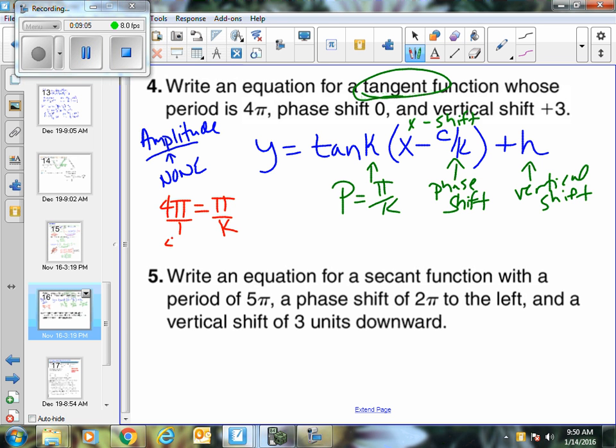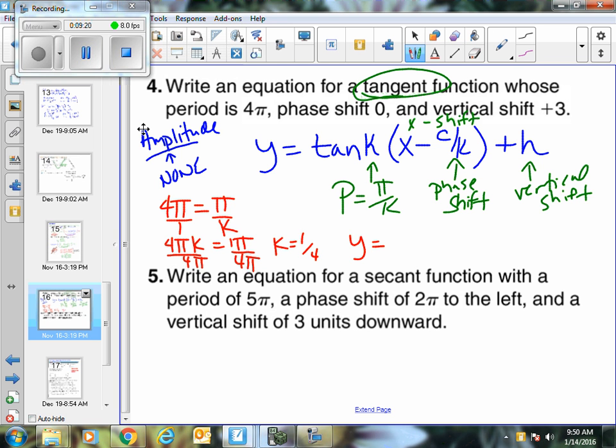So if we solve for K, multiply both sides by K, divide by 4 pi, and be careful when you do this because remember that's 1 pi over 4 pi. So K would be 1/4. You only get through 1/4 of the graph. So the thinking works exactly the same as what it did before.